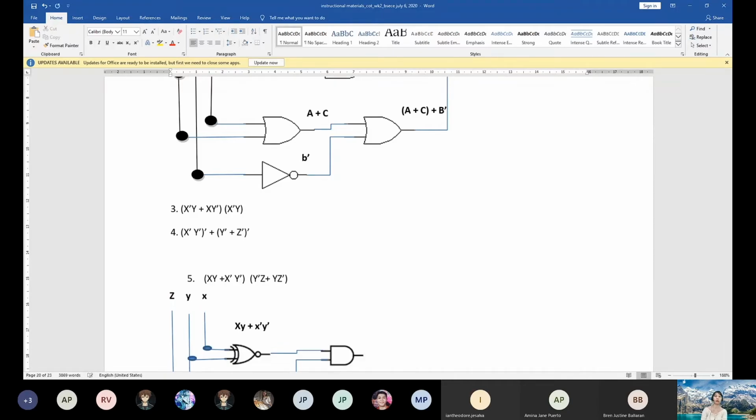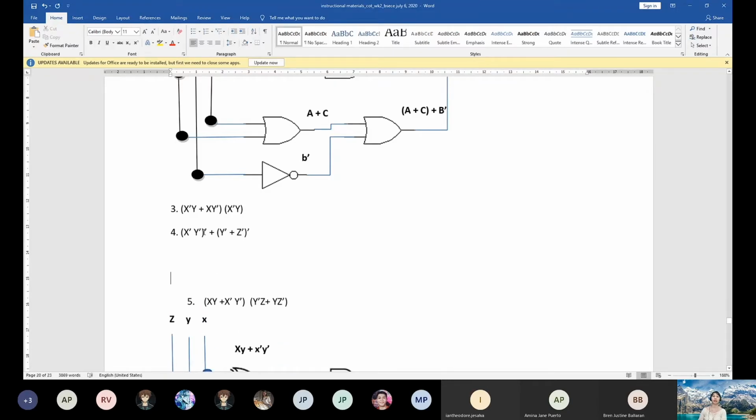So how about number 4? What theorem can we use for number 4? X prime, Y prime, inverted. For this one, we may use De Morgan's theorem. If you have an inversion or prime outside the parentheses, such as x prime, y prime, then another inversion, it's like x prime times y prime.